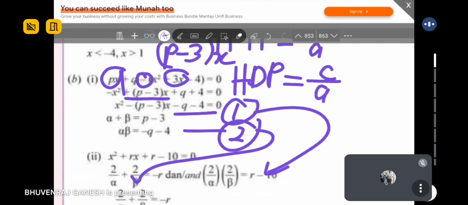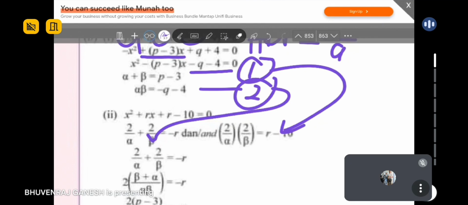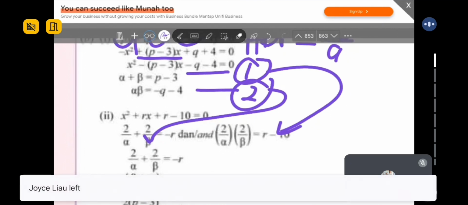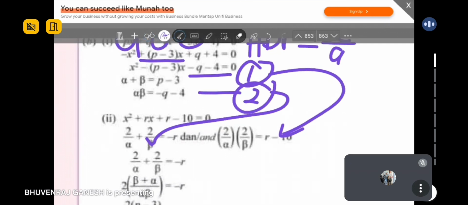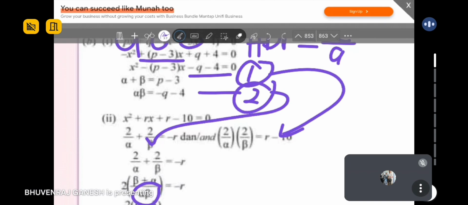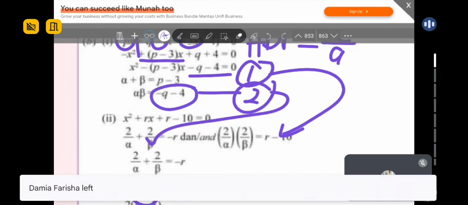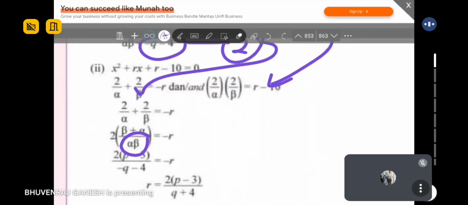Okay, so example, the first one. You can try to make the denominators the same, so that you get a single fraction, something like this. Can you notice B plus A, you substitute with P minus 3. And then alpha beta, you substitute with negative Q minus 4. That's all. So you will get a new equation over here.